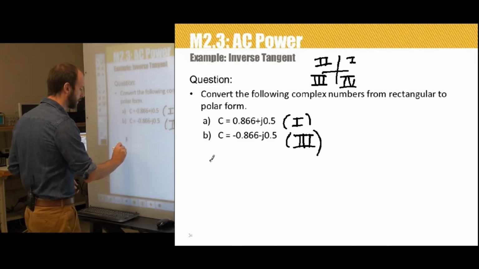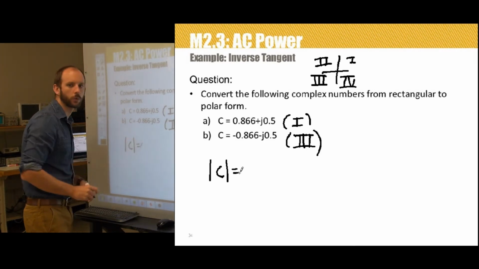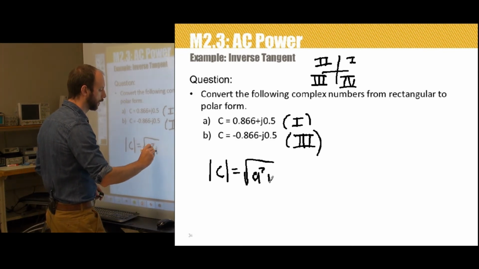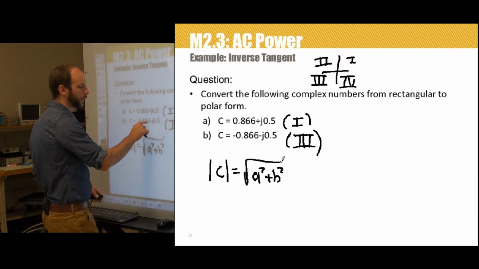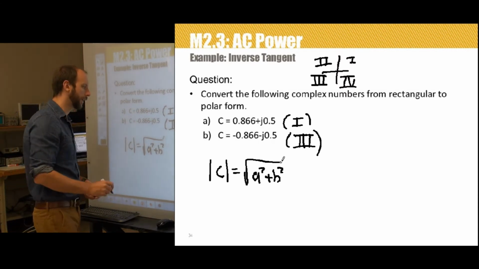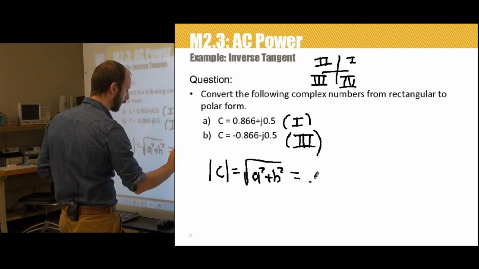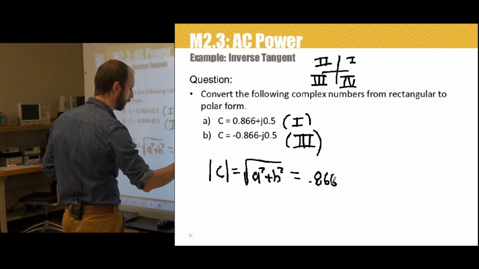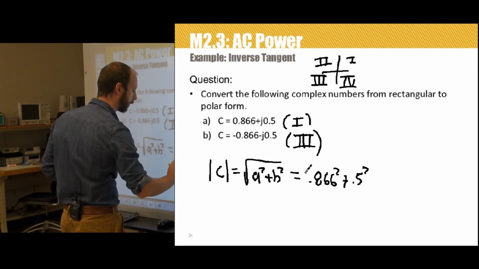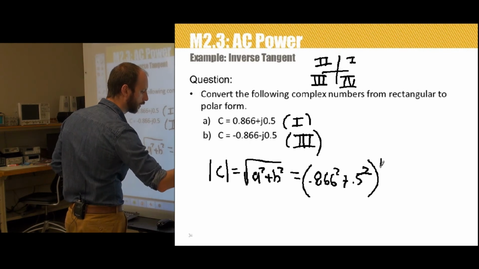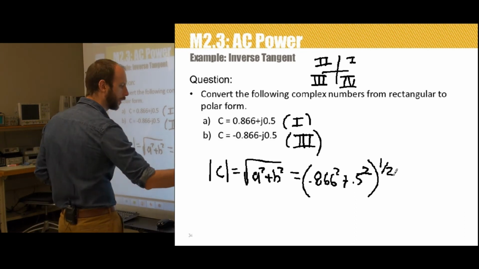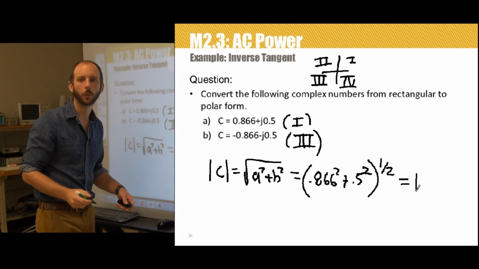So we would find out that C in both cases is equal to the square root of a squared plus b squared. The squaring operation gets rid of the negative signs in part B here, and so it just ends up being 0.866 squared plus 0.5 squared. Take that quantity to the 1/2. And what does that result in? 1. We get a magnitude of 1.